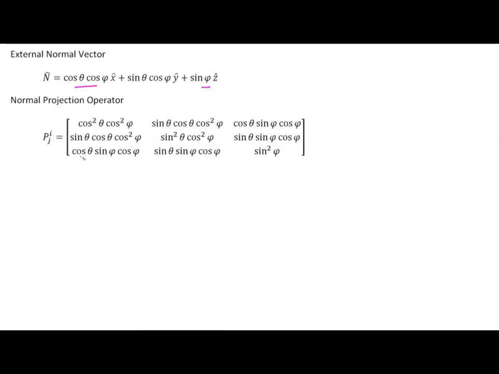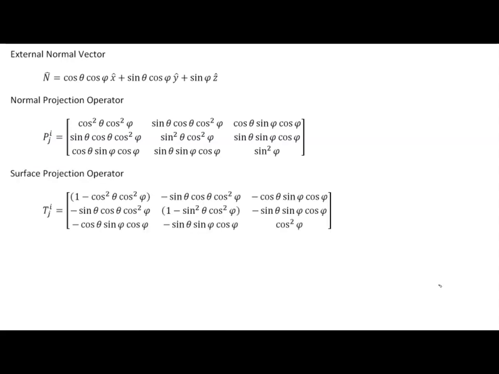Third times the first is this. Third times the second one is this. And the third times itself gives us this one. Okay, then for the surface projection operator, we use the same shortcut we just did for the spherical surface, and that's this. We use the diagonal elements on our normal projection operator and subtract each of them from 1. So that gives us this subtracted from 1, this subtracted from 1, and this subtracted from 1.